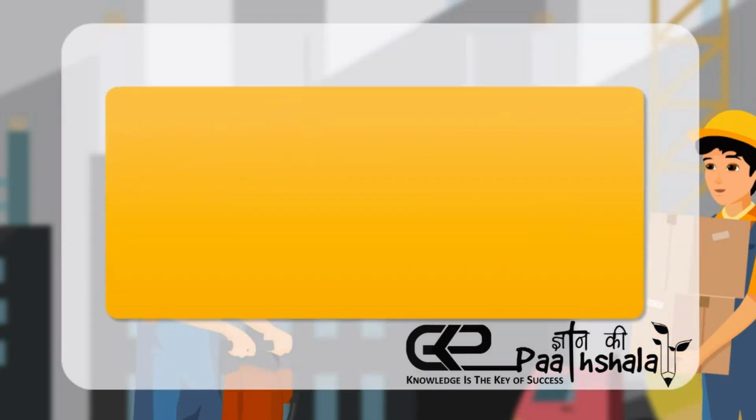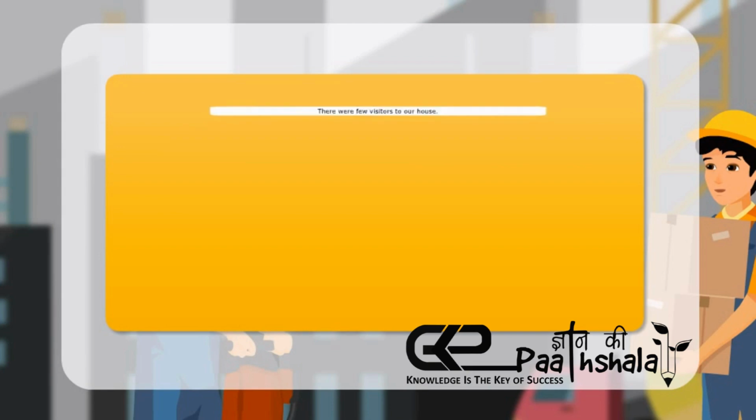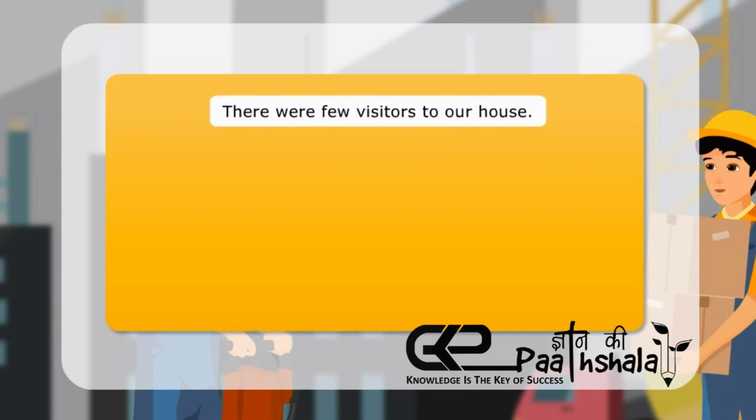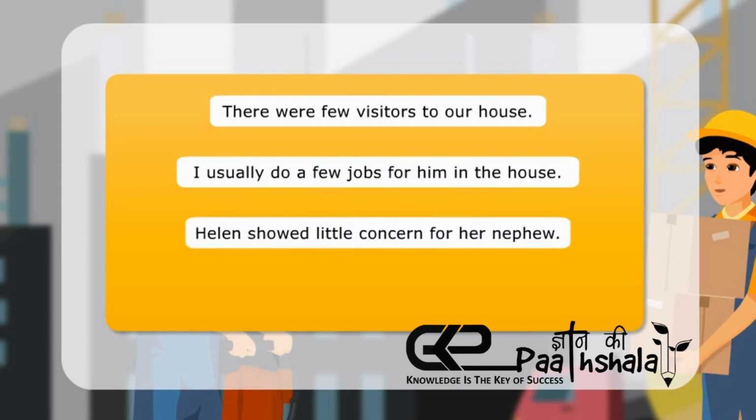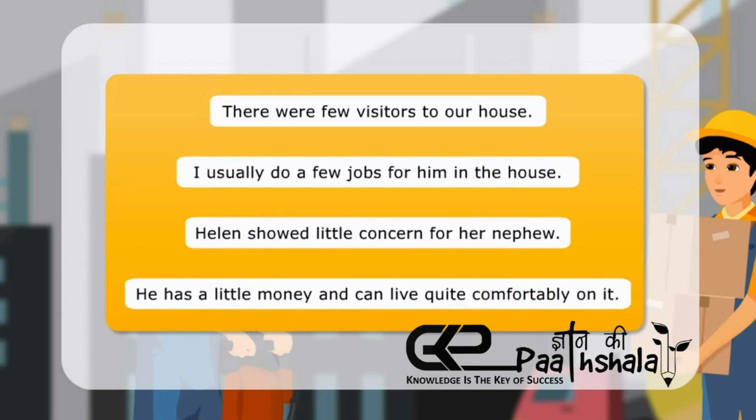Here are some more example sentences. There were few visitors to our house. I usually do a few jobs for him in the house. Helen showed little concern for her nephew. He has little money and can live quite comfortably on it.